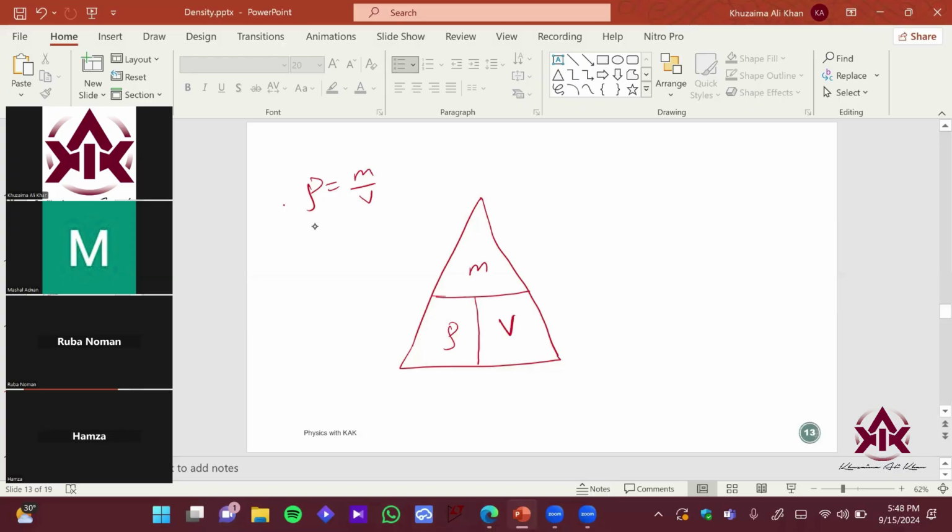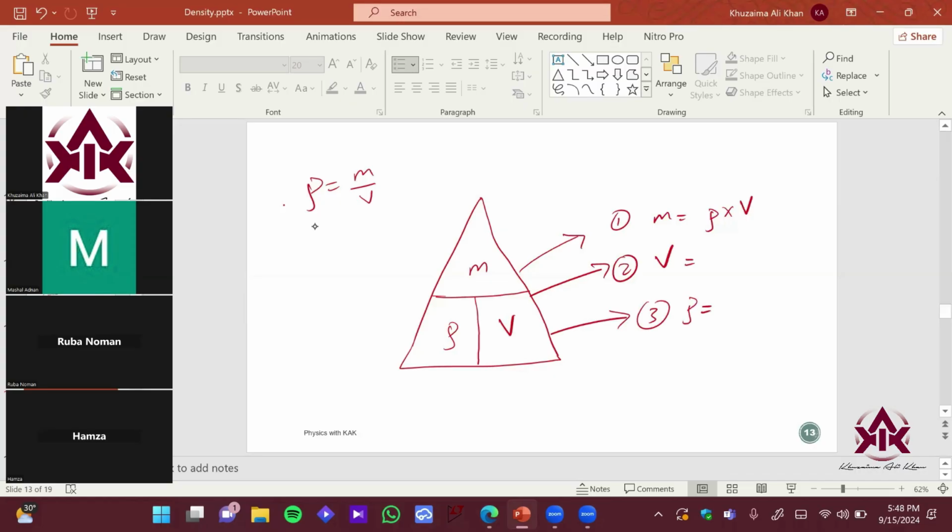So any quantity which is going to be up and down is going to be dividing, and any quantity which is side by side, going to multiply it. If I want to find mass, you can see density and volume are side by side, right? It's density times volume, right? If I want to find volume, what is going to be the formula? If I want to find density, what is going to be the formula?